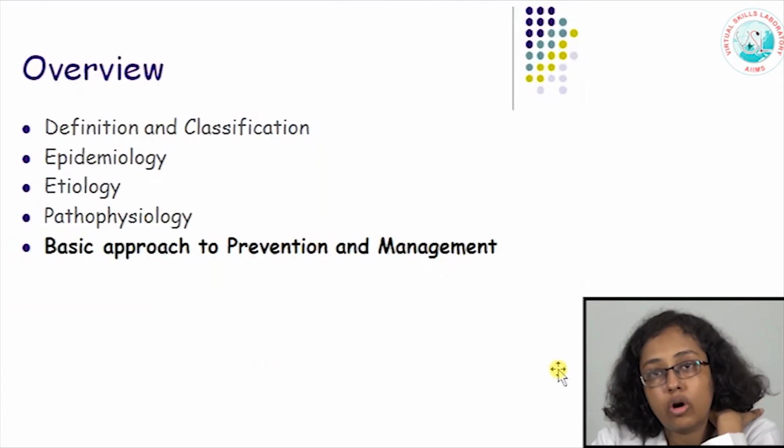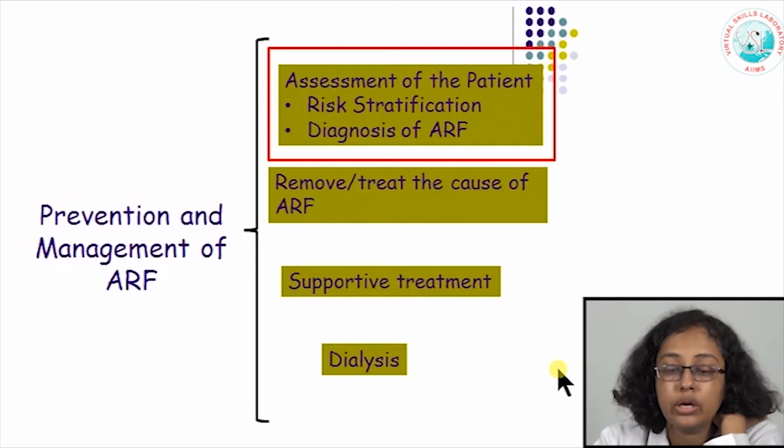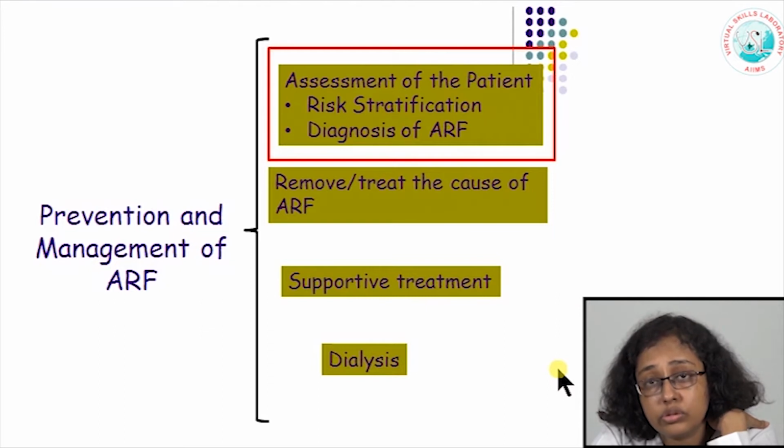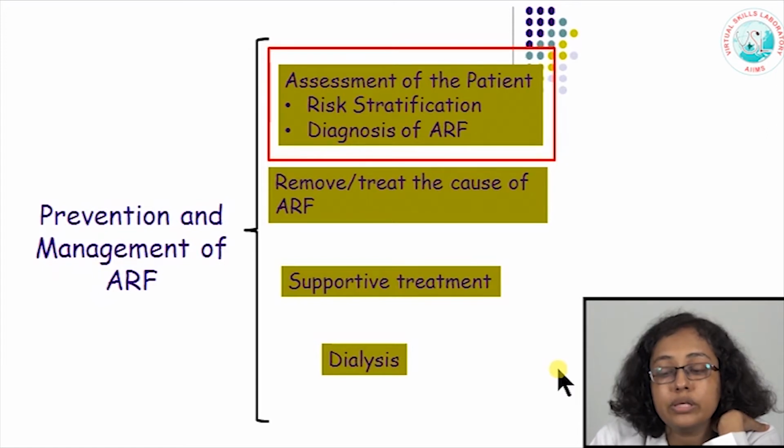So having understood the common causes and how they lead to acute renal injury and acute renal insults, we look at a basic approach to prevention and management. Now, when we talk of prevention and management of acute renal failure, it starts with assessment of patient and risk stratification and diagnosis. So, even before the patient actually develops acute renal failure, you start the management of acute renal failure by looking for risk factors. And then you go ahead and remove those risk factors if possible, or treat the causes, give supportive treatment, and if nothing else works, the patient needs dialysis.